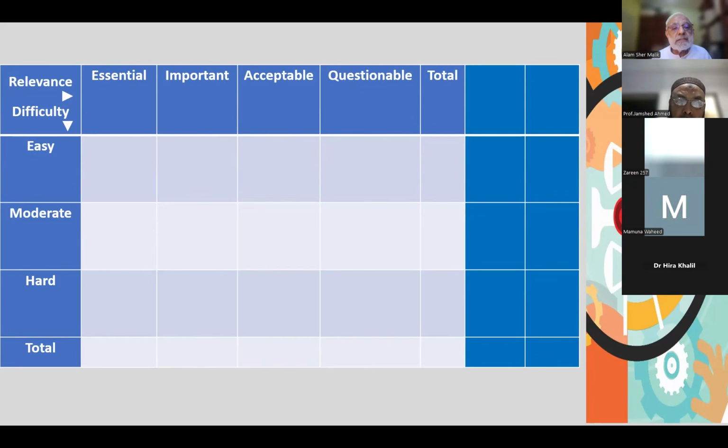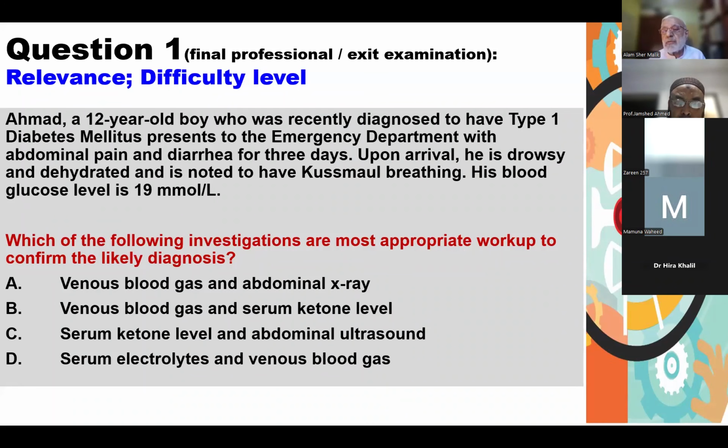Now, first is this. Look at this question. This question is meant for a final professional or exit examination. And we have to identify the relevance of this question and the difficulty level. It is a single best answer question.